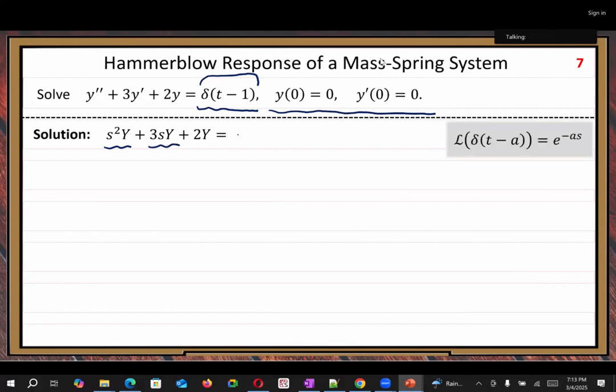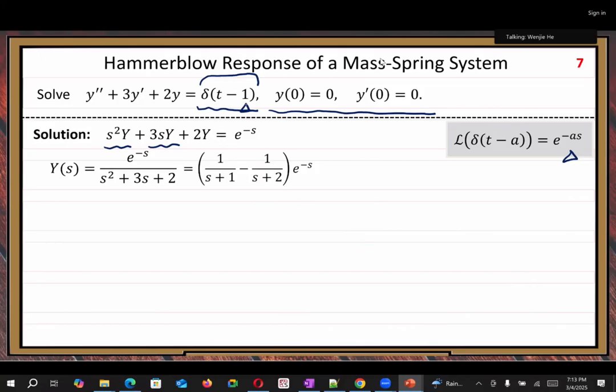We apply the Laplace transform of the delta function, and a equals 1, so we get e to the negative s, and find the capital Y. The numerator we can split easily, so it is easier than our previous example, because the denominator is only a product of two factors. So one split, and we can get it.